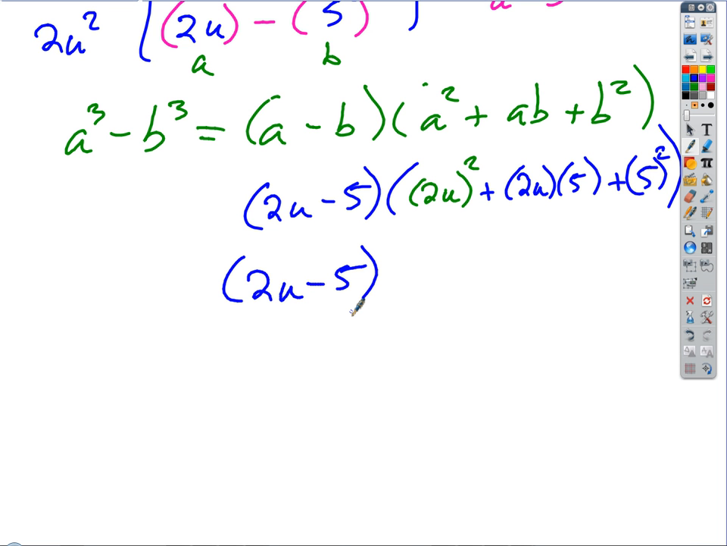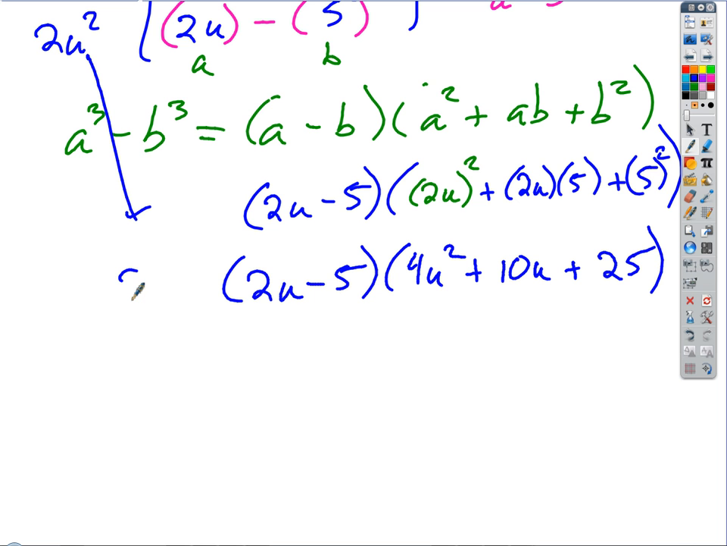So now let's get down to our answer. 2U minus 5. What is the quantity 2U squared? 4U squared. I gotta distribute the 2, right? That's the most common mistake people are gonna make on this every year, guaranteed, forgetting to distribute that. Plus 10U, 2U times 5, plus 5 squared, 25, right? And don't forget the part that was already finished out front.